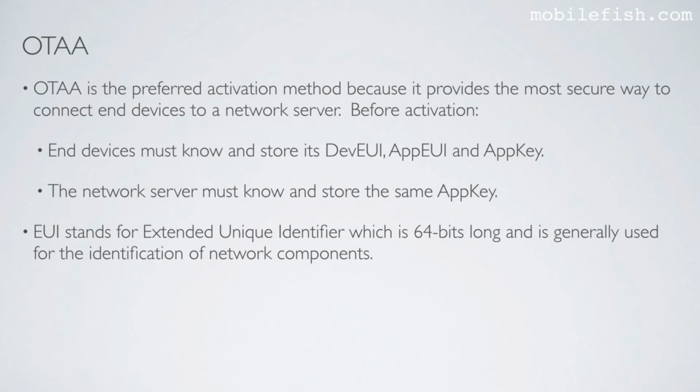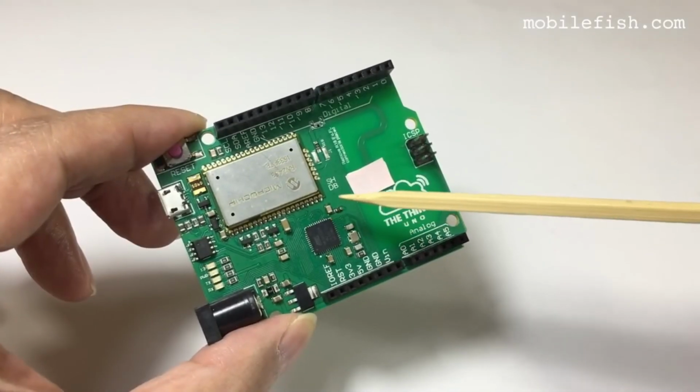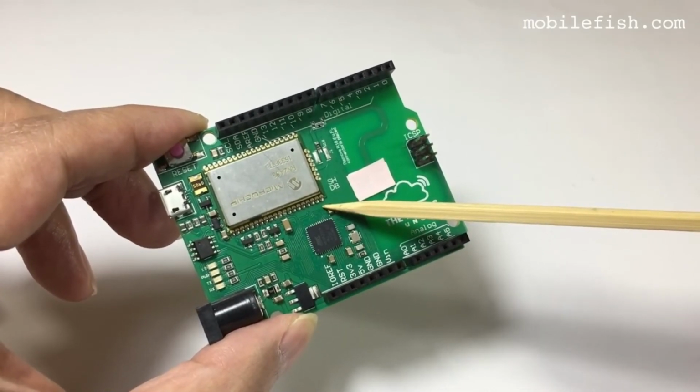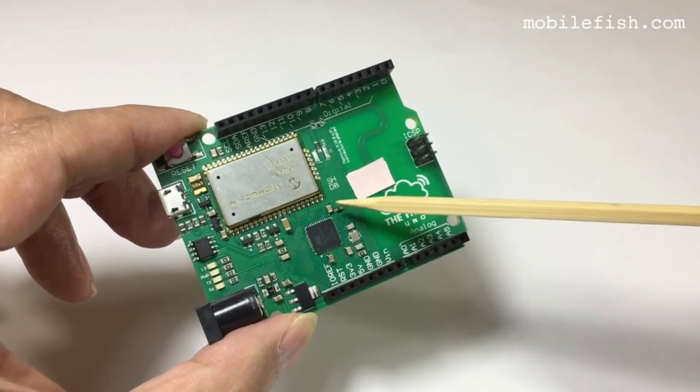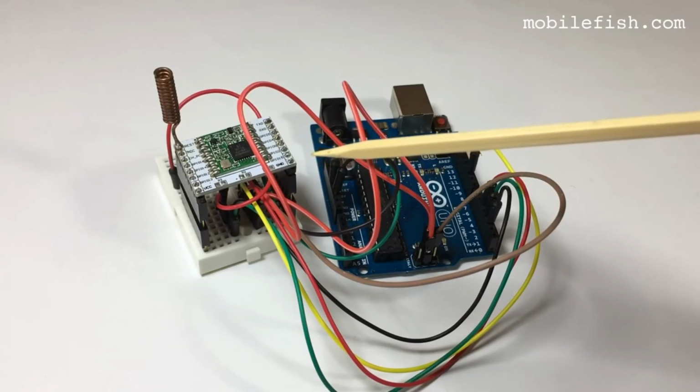EUI stands for Extended Unique Identifier, which is 64 bits long and is generally used for the identification of network components. The DevEUI uniquely identifies the end device and is similar to a MAC address. Some devices are already shipped with a DevEUI. For example, this LoRa development board has a built-in DevEUI. And my self-built LoRa development board has no built-in DevEUI.